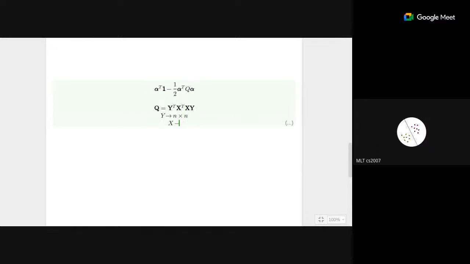X is going to be n by d, and X transpose is going to be d by n. And y transpose is going to be again n by n, right? So y transpose x transpose xy will have n by n eventually, right? So this will have n by n.